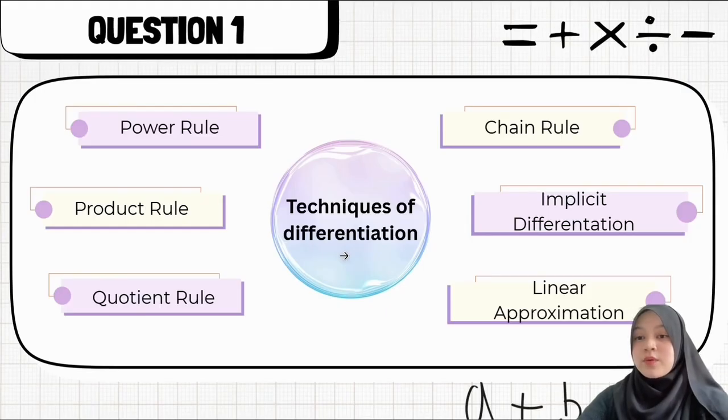For question 1, we are looking at the different techniques of differentiation. There are 6 main techniques that we commonly use. The first one is the power rule, which is used for basic polynomial terms. Next, the product and quotient rules are applied when functions are multiplied or divided. Next, we have the chain rule, which is used for composite functions, and implicit differentiation is used when the equation involves both x and y. Lastly, linear approximation allows us to estimate function values using the tangent line. All these techniques help us differentiate different types of functions depending on the structure.